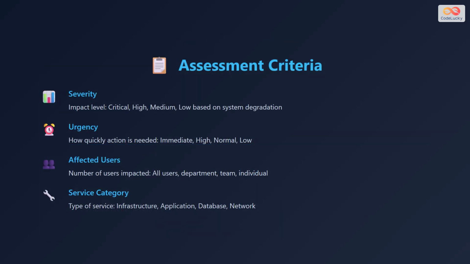To properly triage an incident, you need to evaluate four key criteria. Severity measures the impact level based on how much the system is degraded. Urgency indicates how quickly action is needed. Affected users tells you how many people are impacted by the incident. And service category identifies what type of system is affected, such as infrastructure, applications, databases, or networks. These criteria work together to give you a complete picture of the incident.